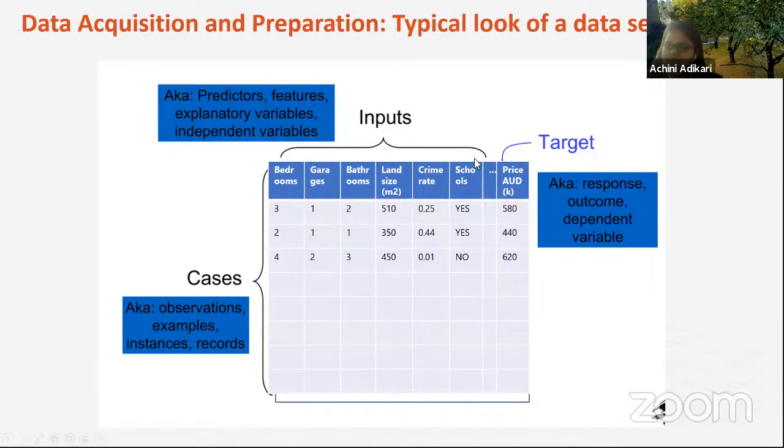We call these features, inputs, or predictors; different terms, but it's the same thing. Let's call them input variables here. Using these data, we are going to predict the price. Those are the terms you should be familiar with, and the cases are the number of observations. If you have data of 1,000 houses, then you have input variables here, and price would be the target variable.